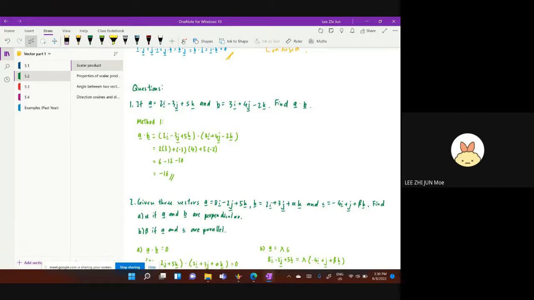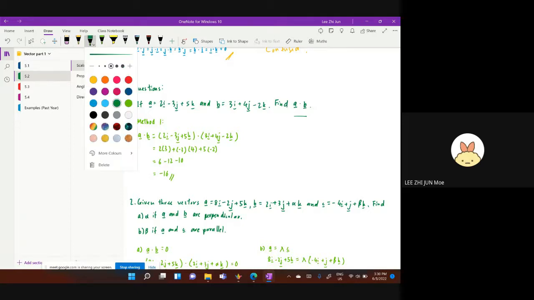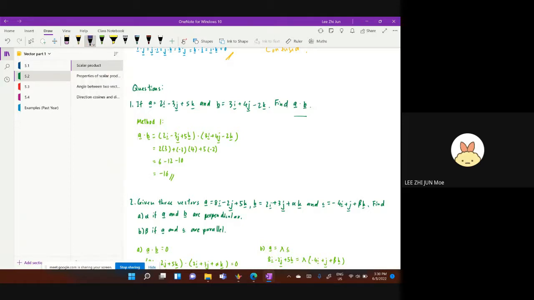Okay, let's go. If A equals 2i minus 3j plus 5k and B equals 3i plus 4j minus 2k, find the dot product of A and B. Let me change the pen color. You have method 1. Oh, sorry, I haven't written method 2; later I will write it on the spot. Method 1 is to use the letters i, j, and k.